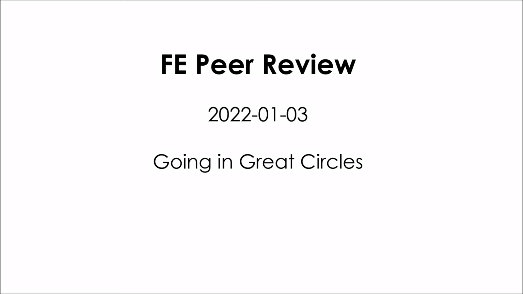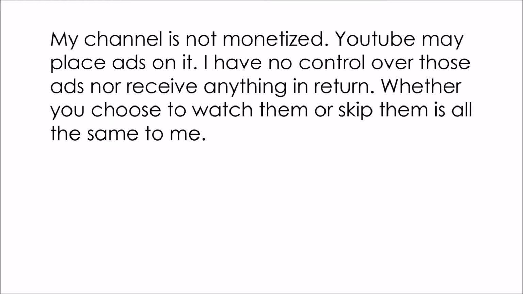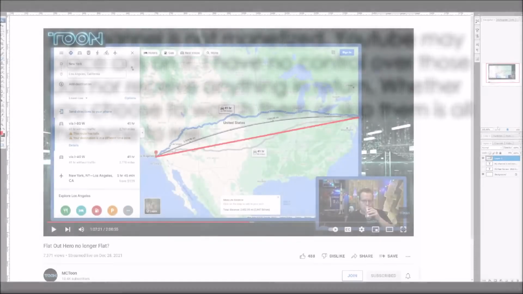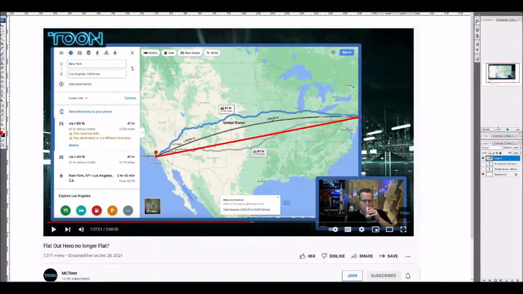The date is January the 3rd, 2022, going in great circles. In this video I'm looking at two things actually. We will look at great circles, but before we look at that, we're going to look at mapping and map projections and how that works, because these two subjects fit quite well together. This video is about great circles and mapping.